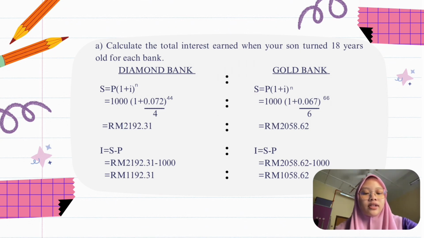n is 6 multiplied by 11 equal to 66. The answer is RM2058.62. The total interest is RM2058.62 minus 1,000. It is equal to RM1058.92.